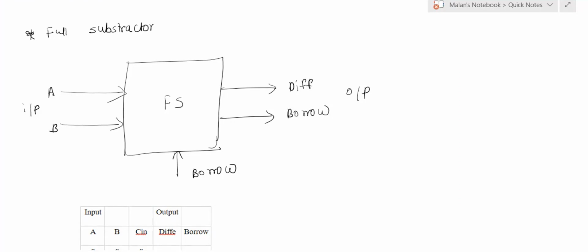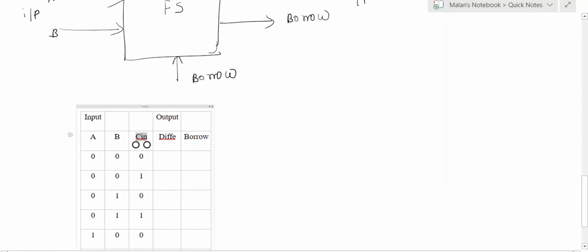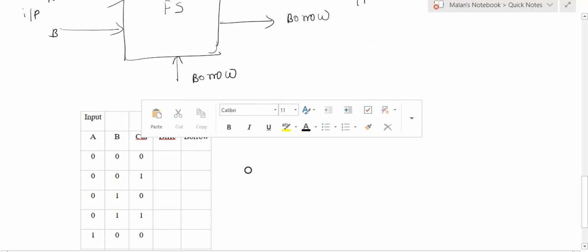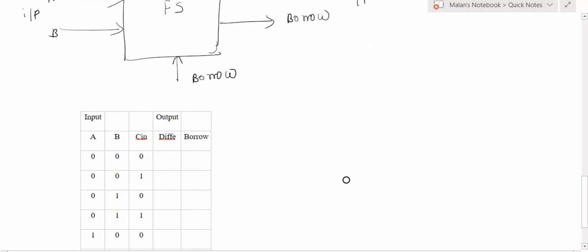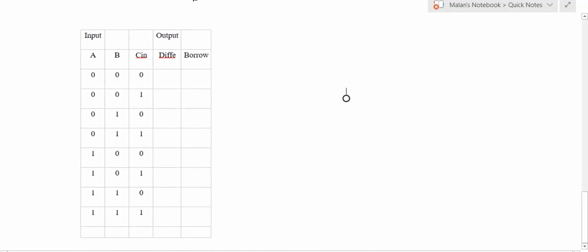Now, as we are familiar, the full subtractor performs the operation on three variables: variable A, variable B and the borrow in. For the borrow, I am going to use the variable, let's say C here. When the three inputs are given, we will find out what the borrow and the difference will be. This is the truth table for the full subtractor. The three inputs are A, B and C, and the outputs are difference and borrow.